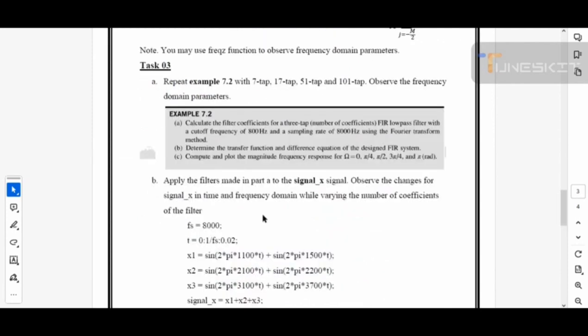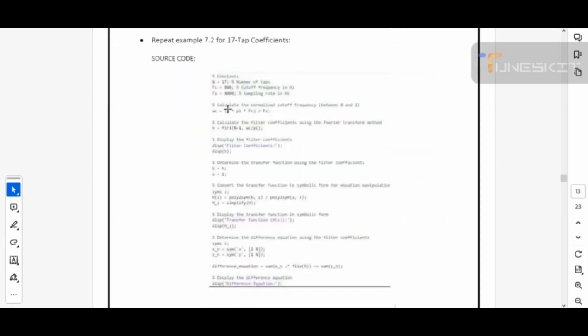In the next lab task, we have to see example number 7.2, in which we have been given the 7-tap filter, and the 17, 51 and 101 tap filters. Moving on towards the code, this is the code, and in this code n represents the number of taps. We have given the sampling frequency, that is 8000, and the cutoff frequency, that is 800.